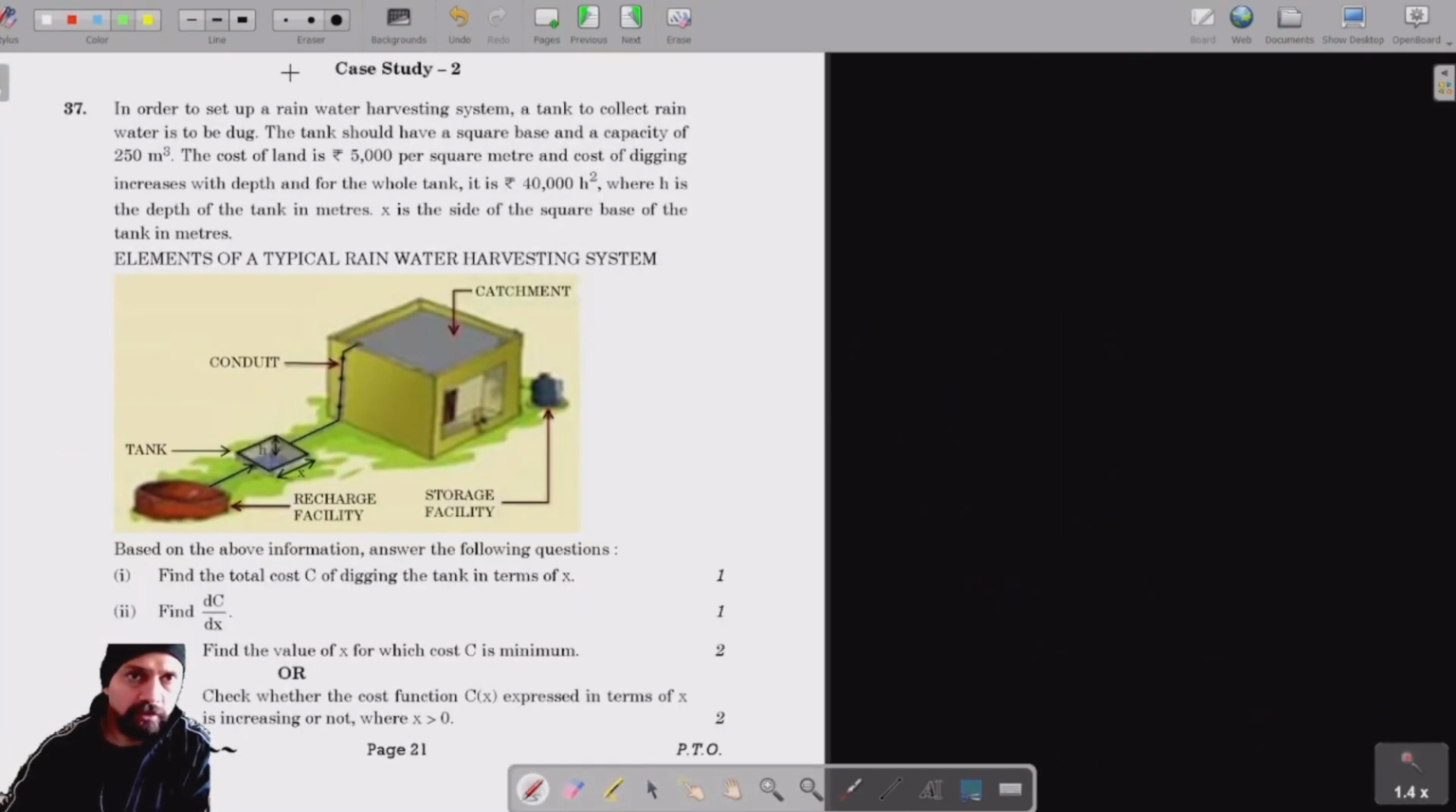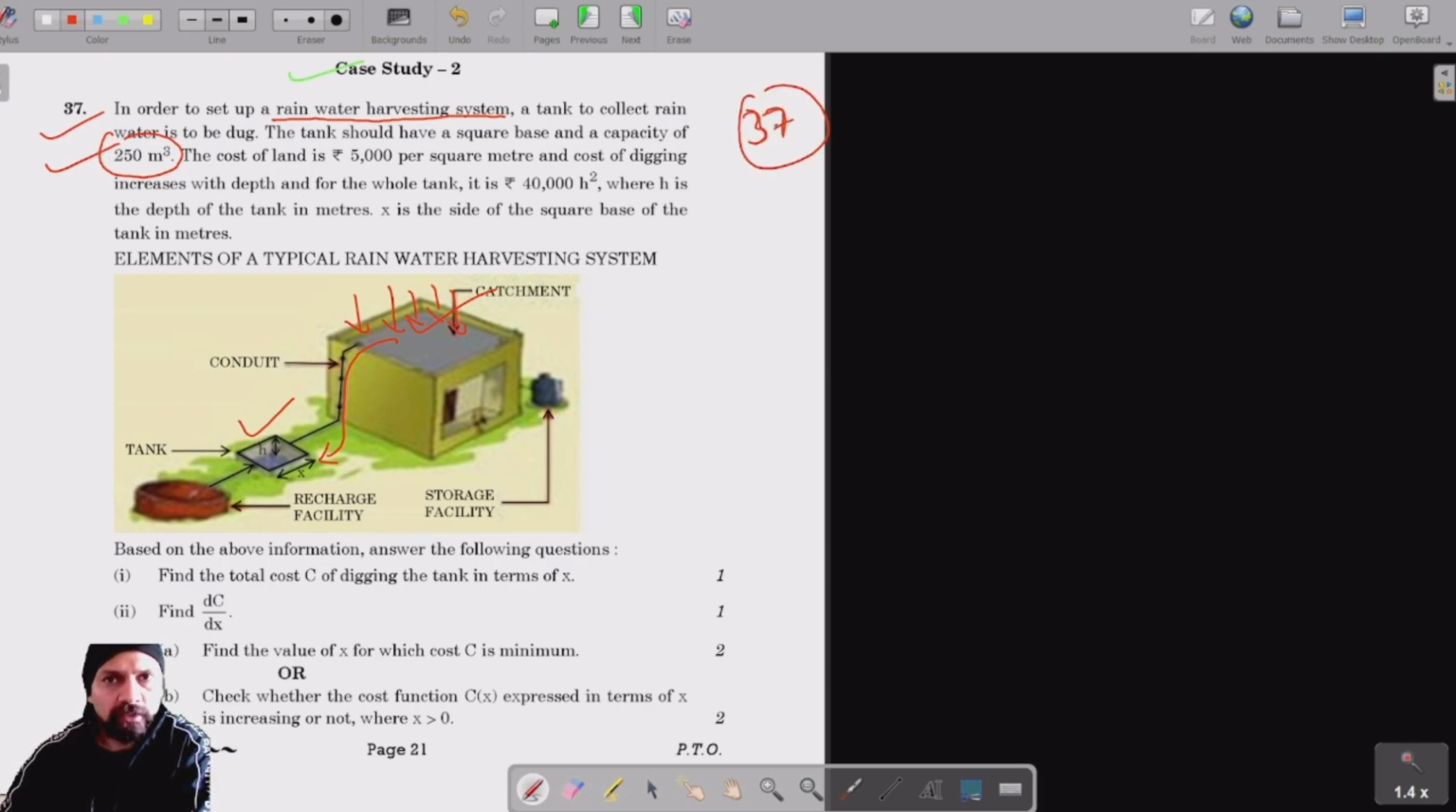For case study 2, question number 37, it's given that we have to set up a rainwater harvesting system, and a tank to collect the water is to be dug. So this is the catchment area. The rain will be falling here, and from here the rain goes to the tank. So this is our tank. Now this tank has a square base and has a capacity of 250 meter cube. This is the volume of the tank.